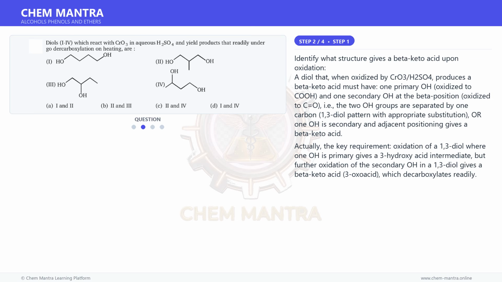separated by one carbon, a 1,3-diol pattern with appropriate substitution, or one OH is secondary and adjacent positioning gives a beta-keto acid. Actually, the key requirement: oxidation of a 1,3-diol where one OH is primary gives a 3-hydroxy acid intermediate, but further oxidation of the secondary OH in a 1,3-diol gives a beta-keto acid, a 3-oxo acid, which decarboxylates readily.